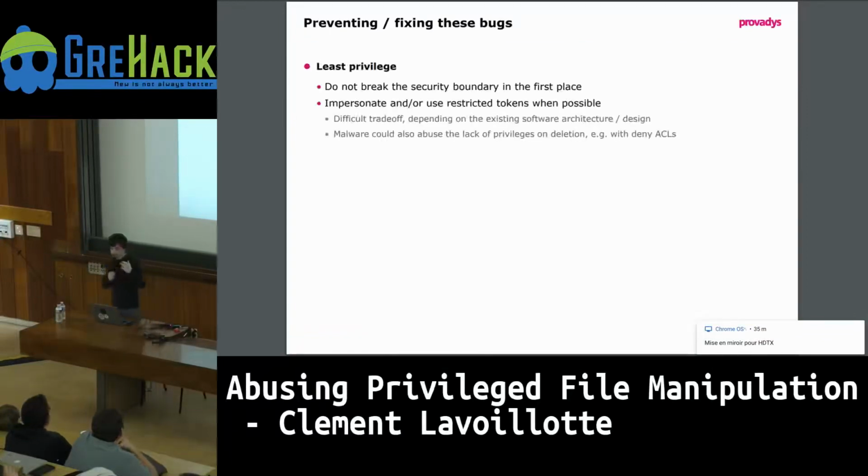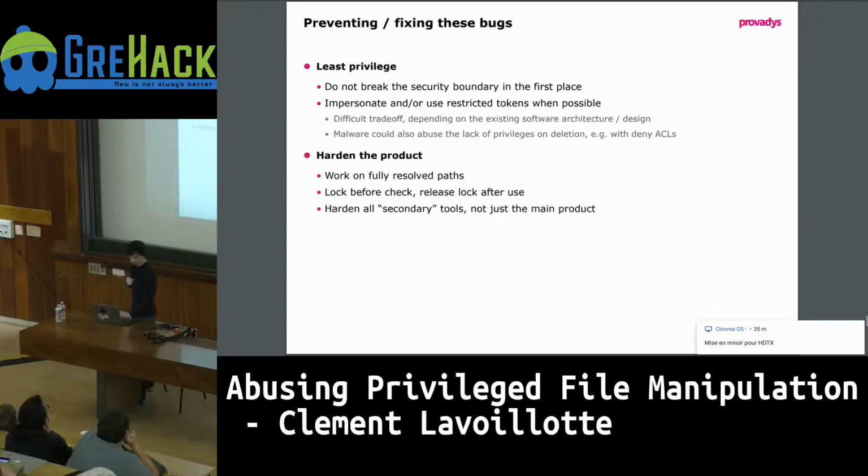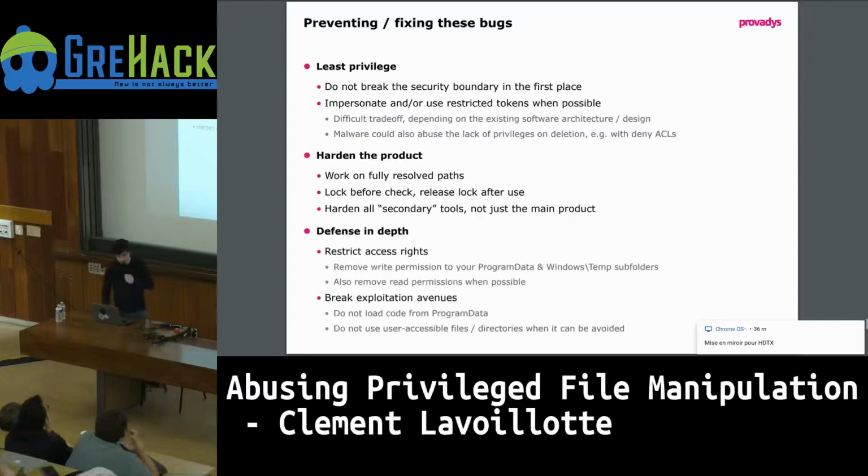To prevent this type of bug, what you need to do is not break the security boundary in the first place. So use, for instance, impersonation or other restrictions when you access files, especially files that the unprivileged user can have some form of control over. You'll need to harden the product itself. For instance, work on fully resolved paths, make sure that your file is locked before the check and until it has been used, and harden all secondary tools as well.